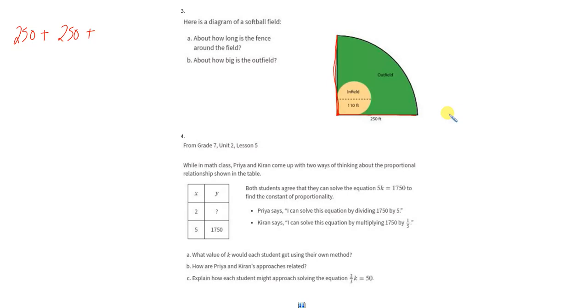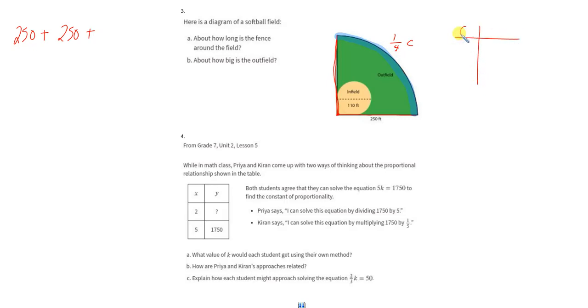The hardest part about this problem is finding the length of the outfield fence, which is a curve, and it is part of a circle. Now, if you imagine this as an entire circle, you would understand that it's a quarter of the circumference that we need. It is a quarter C, which I'm going to call it. So we need to find the circumference of the full circle and then divide it by 4. That's my strategy. So let's find the circumference.